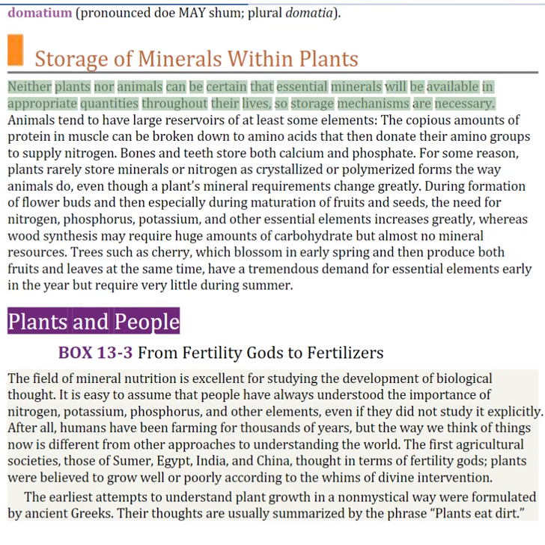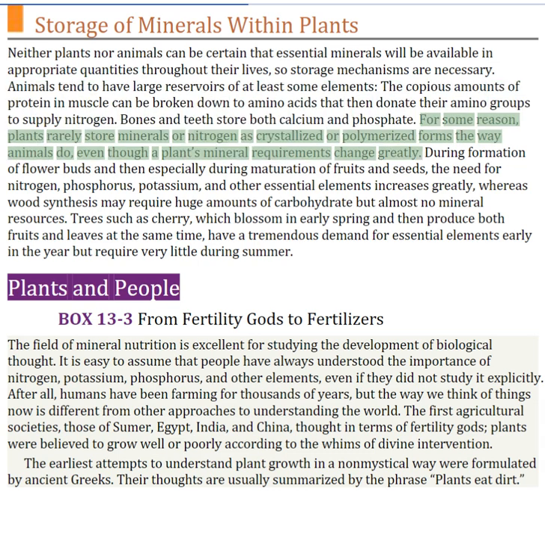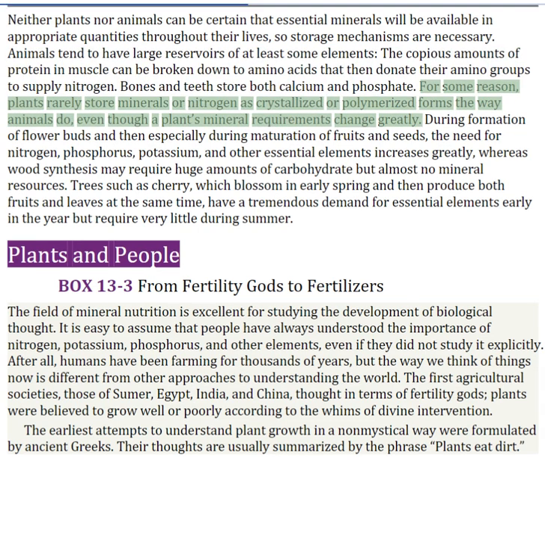Neither plants nor animals can be certain that essential minerals will be available in appropriate quantities throughout their lives, so storage mechanisms are necessary. Animals tend to have large reservoirs of at least some elements. The copious amounts of protein and muscle can be broken down to amino acids that then donate their amino groups to supply nitrogen. Bones and teeth store both calcium and phosphate. For some reason, plants rarely store minerals or nitrogen as crystallized or polymerized forms the way animals do, even though a plant's mineral requirements change greatly.